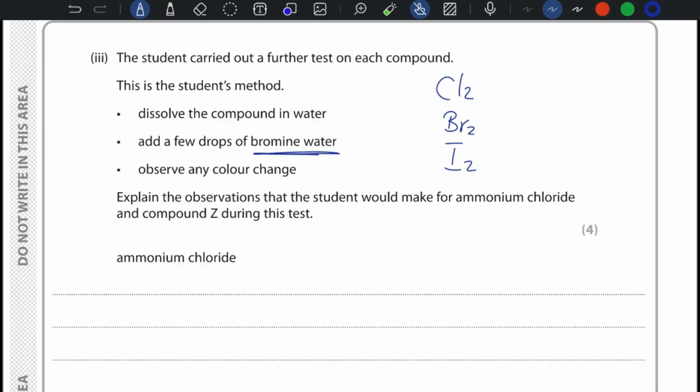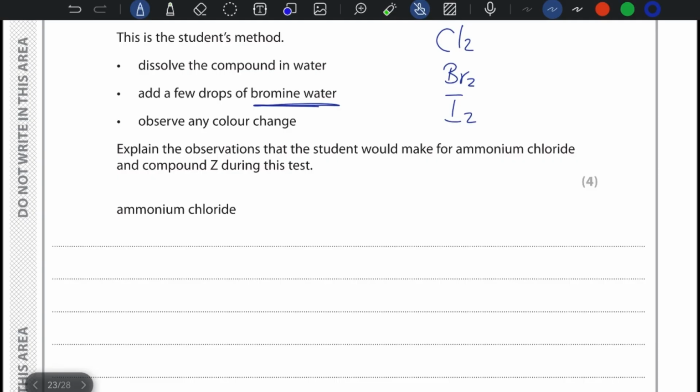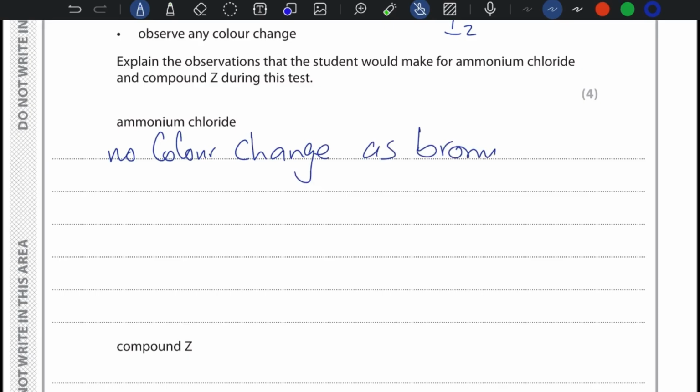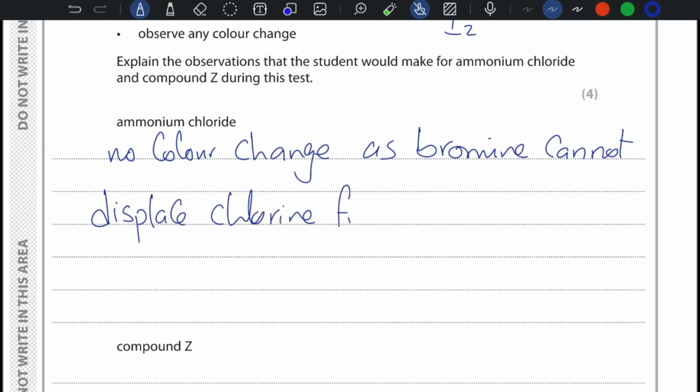Explain the observation that the student would make for ammonium chloride and compound Z. For ammonium chloride, bromine cannot displace chlorine, so we can say there is no color change, as bromine cannot displace chlorine from its compounds.